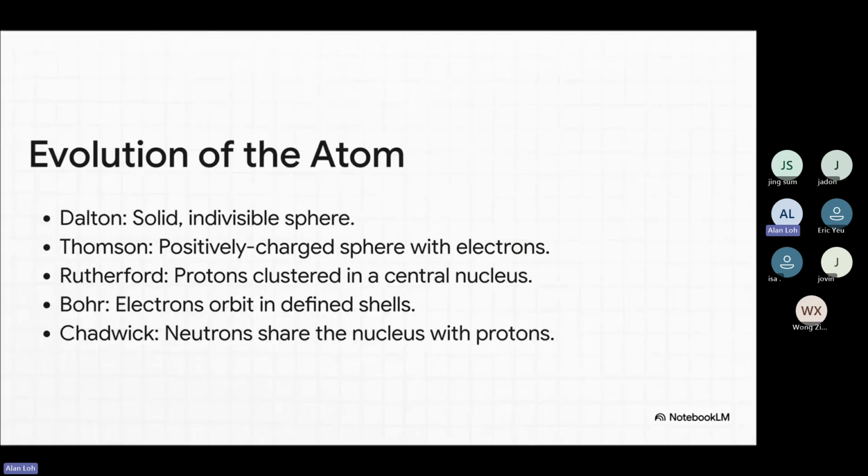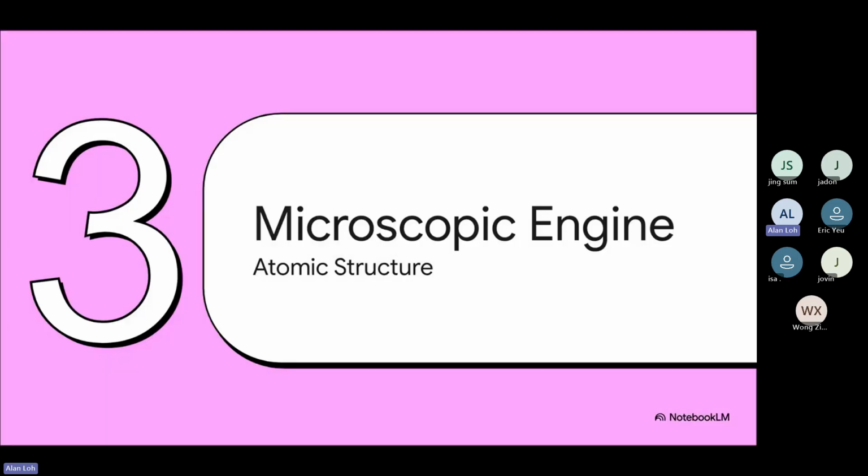It's honestly a perfect example of how science is this constantly evolving process. One researcher refines the model of the last until we arrive at the complex structure we use today. Dalton gave us the foundation. Thomson layered in the negative electrons. Rutherford found that dense positive nucleus. Bohr organized the chaos by putting electrons into defined orbital shells, and then Chadwick found the heavy neutral particles, the neutrons, just hanging out in the nucleus right alongside the protons. Which brings us to part 3, the microscopic engine, diving into atomic structure and ions.